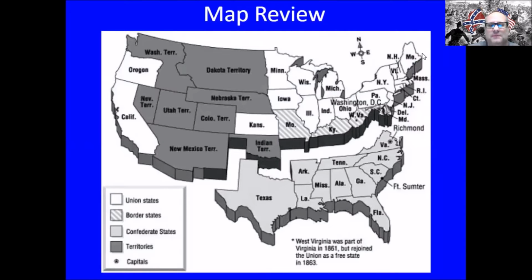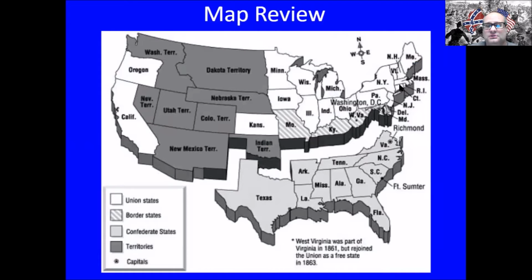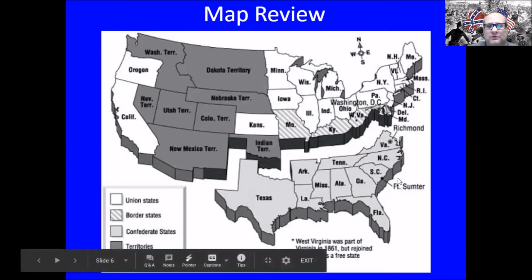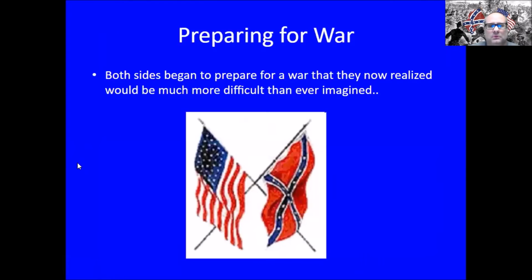Next, quick little map review. Everything in white here are the free northern Union states. Down south here are the Confederate states. Right? These border states would be very, very important. We didn't want them to become Confederate states, so there were plenty of measures in place to make sure that that would not happen. Both sides prepared for war.